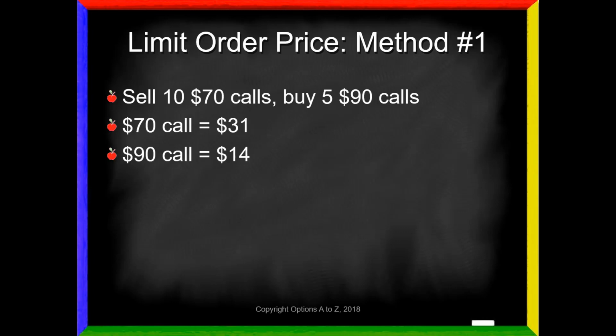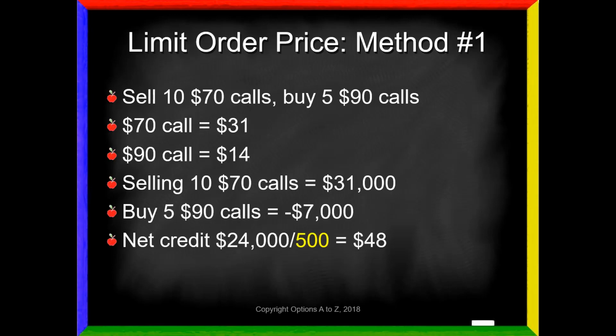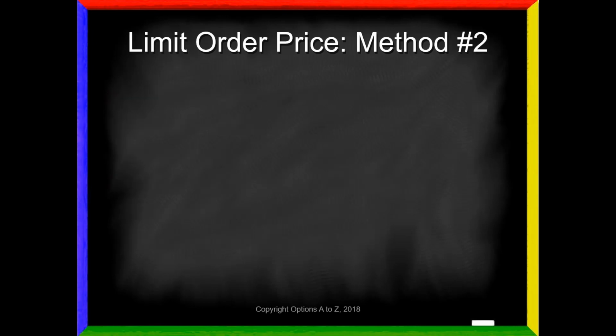Selling the 10 calls again, you're going to receive $31,000. Buying 5 of the 90 calls, you'll spend $7,000, and therefore you're going to get a $24,000 credit. However, you're dividing that among 5 spreads. And because each option controls 100 shares, we're dividing it by 500. So you could also submit this as an order to sell 5 2-by-1 spreads for a limit of 48. And of course, that means, as with any limit order, it could only be filled if you get a credit of 48 or better.